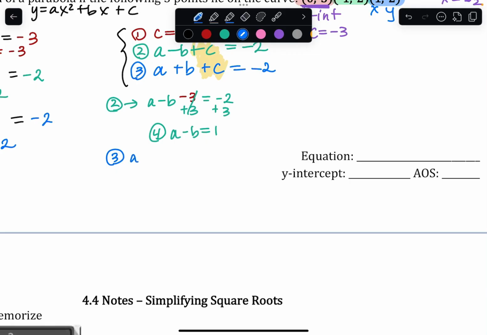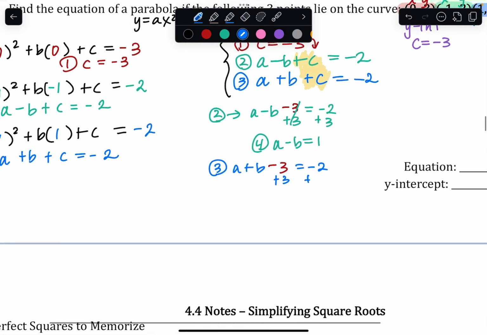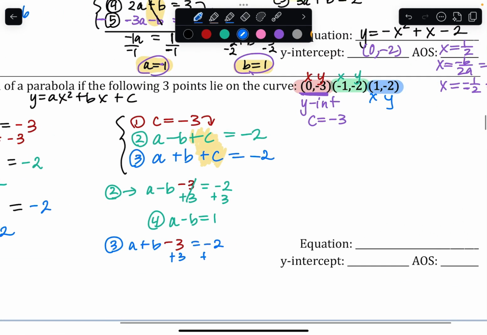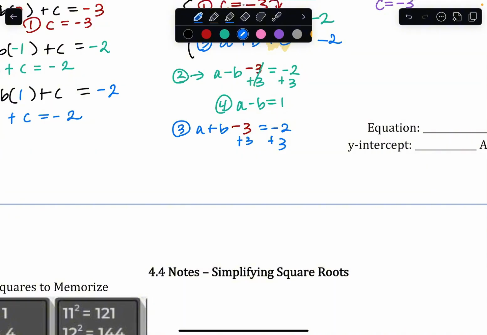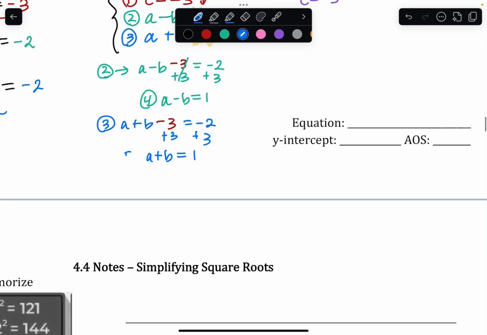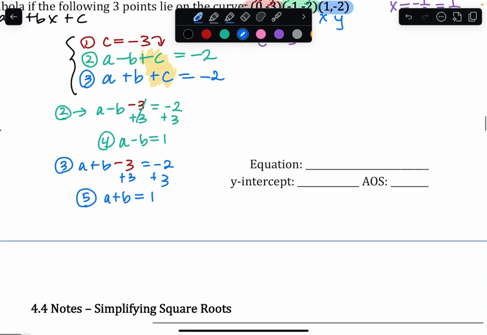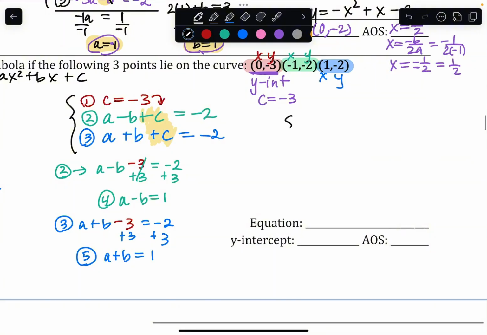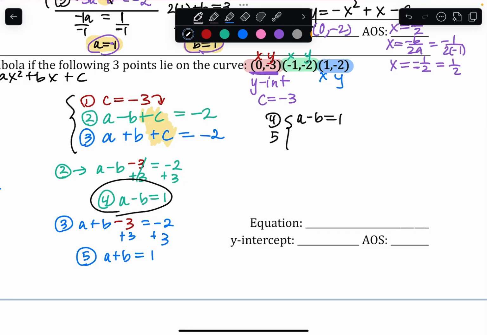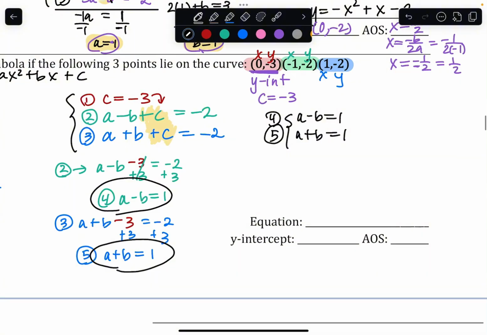Equation 3, we have a plus b, and we know c is -3. So now when I add 3 to both sides, one of those should have been positive. Nope, they're both -2. Plus 3, we get a plus b equals 1, and that will be our equation 5. Okay, and so my 2x2 system from equations 4 and 5 is a minus b equals 1, and then we have a plus b equals 1 from this equation.